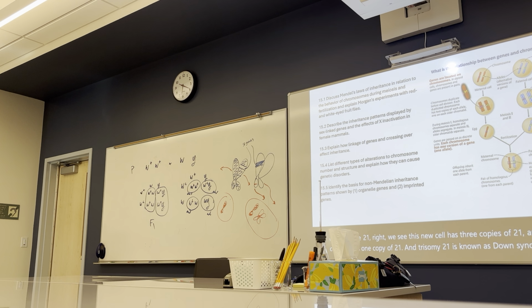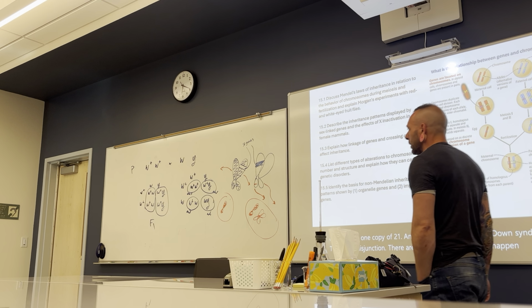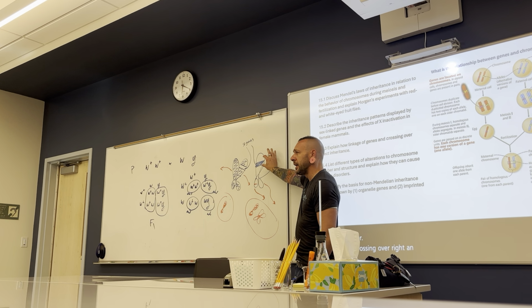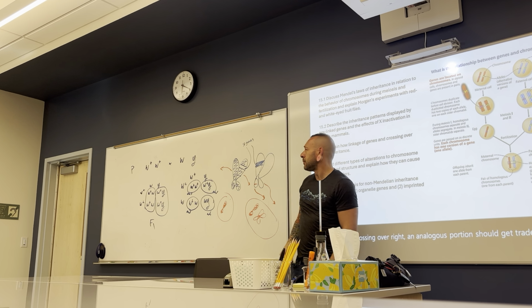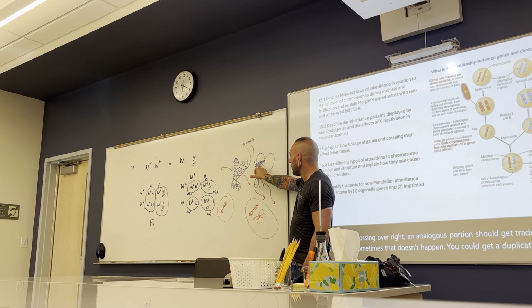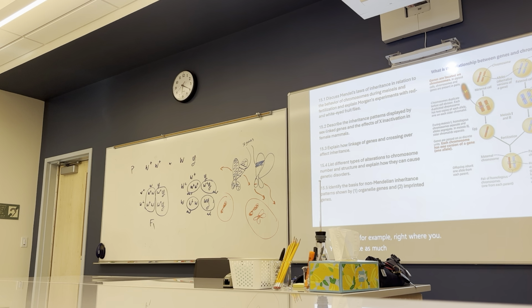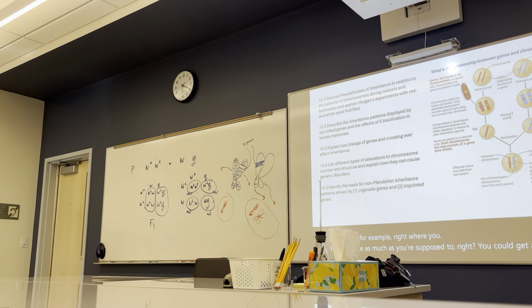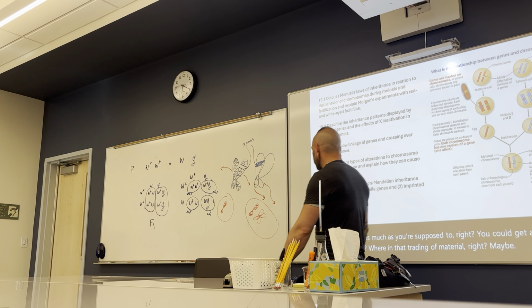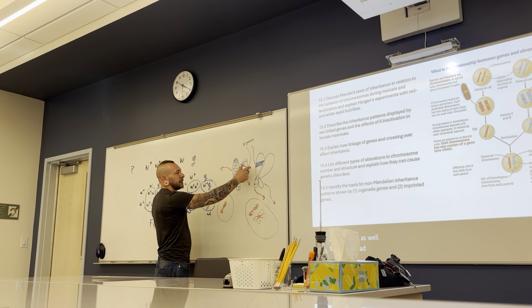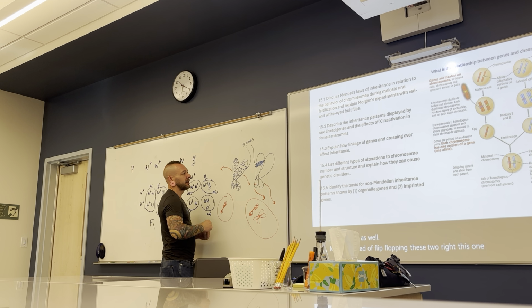That's non-disjunction. There are other things that can happen during crossing over. During crossing over, an analogous portion should get traded, but sometimes that doesn't happen. You could get a duplication, where you get twice as much as you're supposed to. You could get a deletion, where in that trading of material, maybe instead of flip-flopping these two, this one accidentally kept its part.